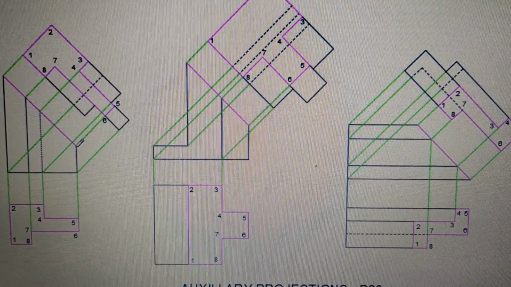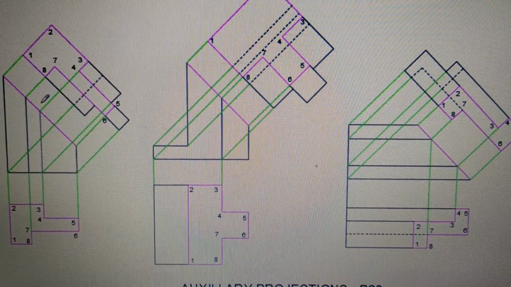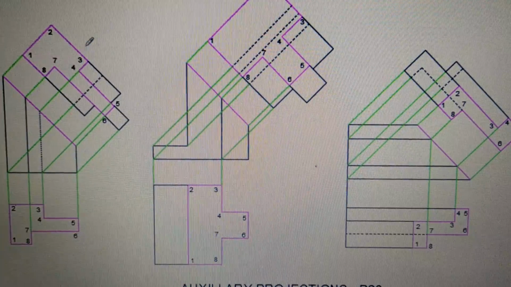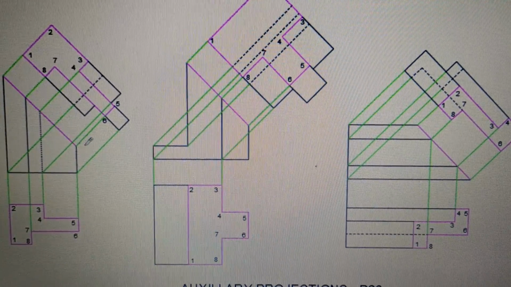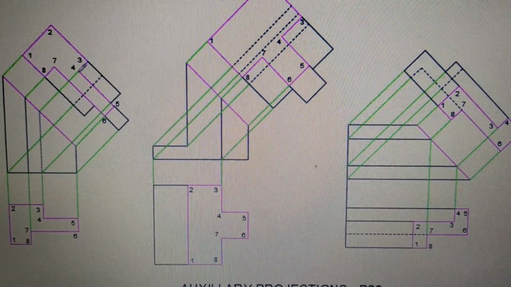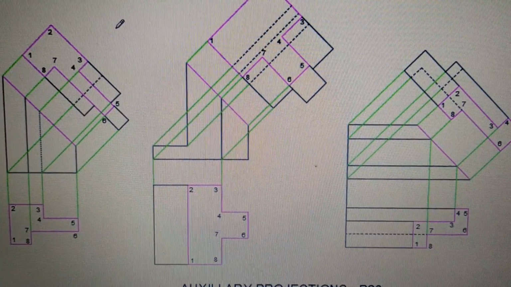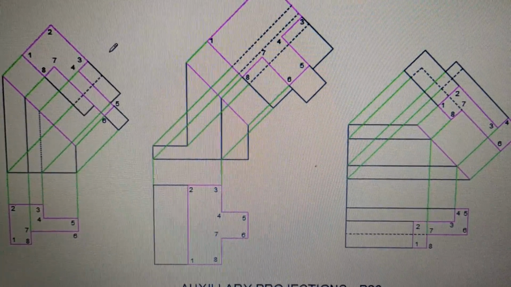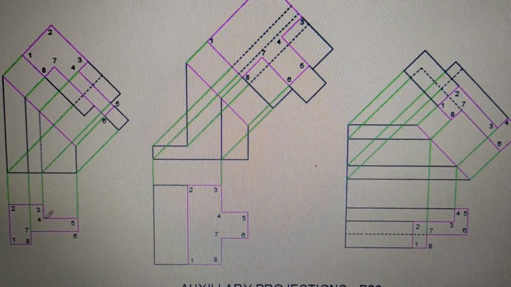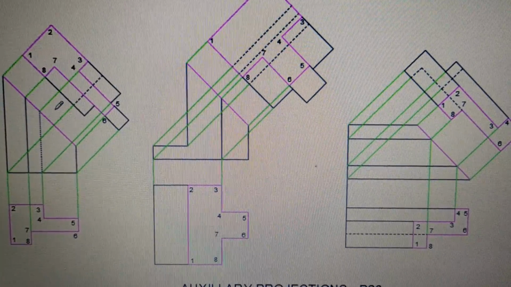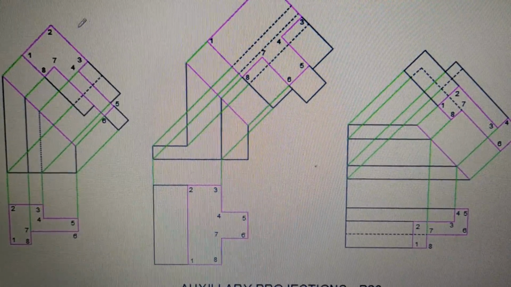Now this inclined surface you can see only if you look in this direction, that means perpendicular to the inclined surface. If you look in this direction, the view is called an auxiliary view, and the projection is called an auxiliary projection. So you are looking at this solid: from the front it looks like this, from the top it looks like this, and in this direction it looks like this. This is called the auxiliary view of the object.